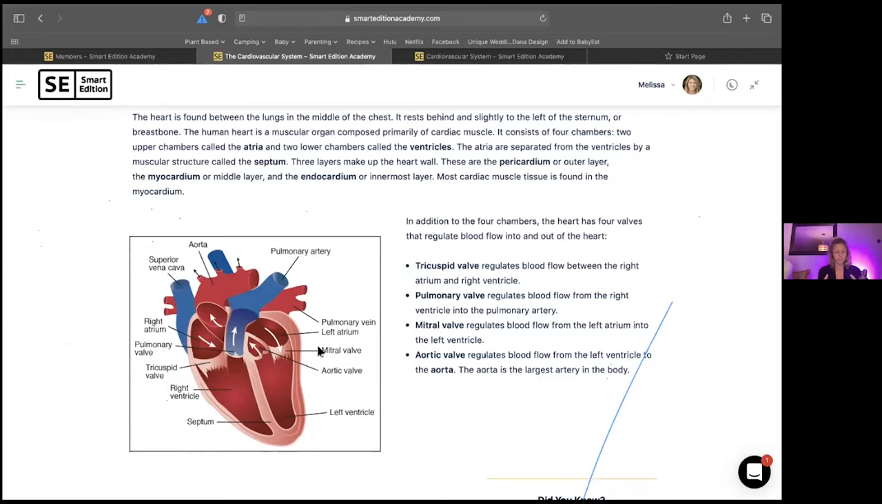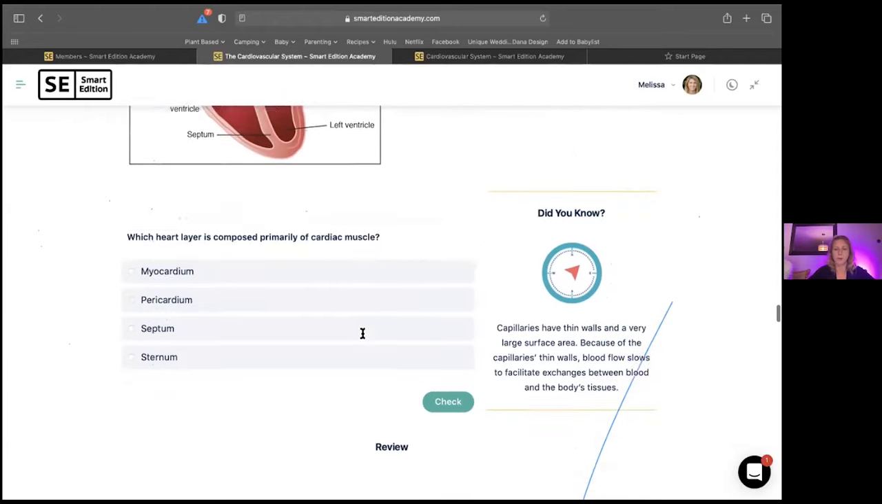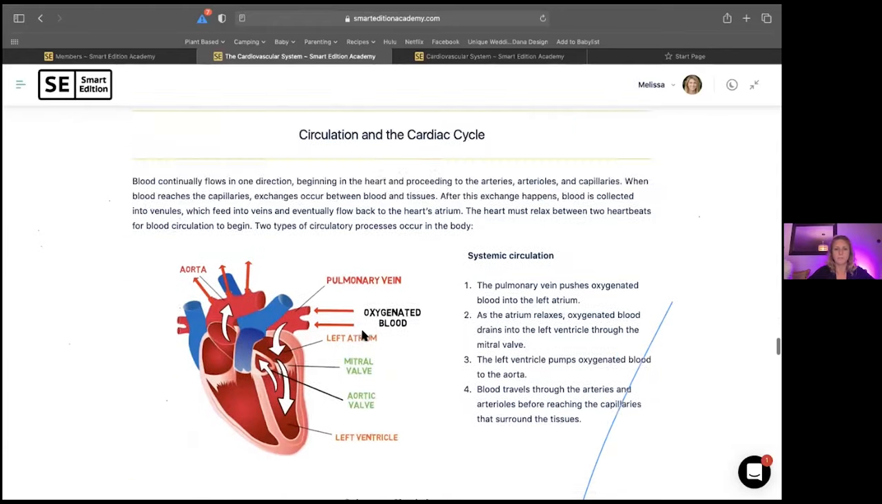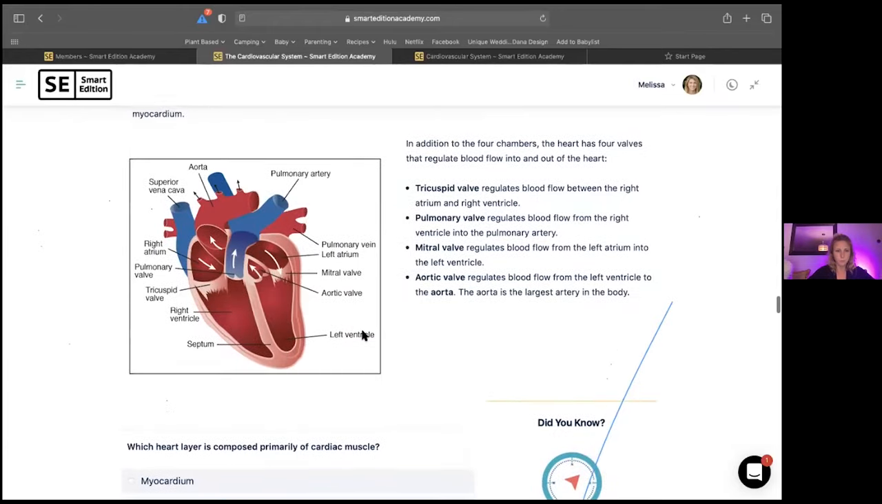There are three layers that make up the heart wall. These are the pericardium, or the outer layer, the myocardium, which is the middle layer, and then the innermost layer, which is the endocardium. And most of the cardiac muscle is found in the myocardium, which is right in the middle. Those layers make up this wall of the heart because it's a big muscle pumping and squeezing.